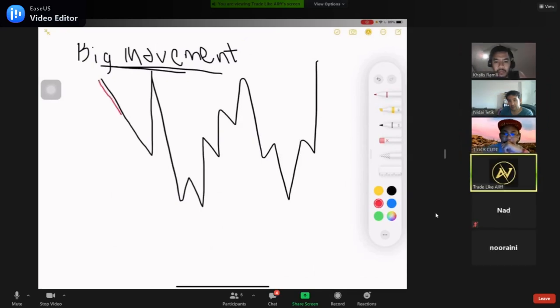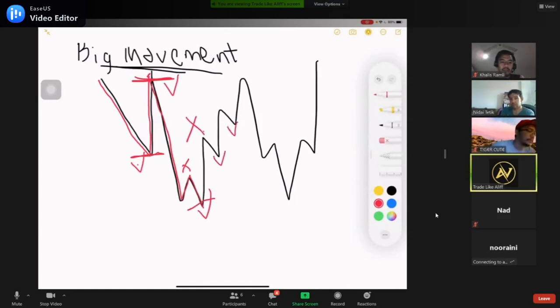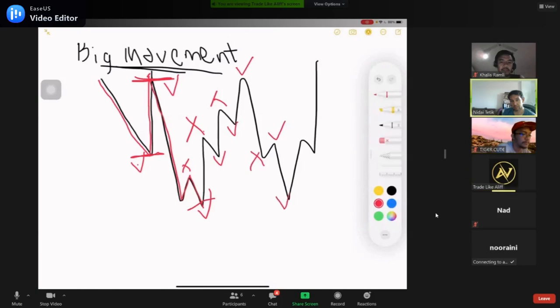See the price coming down and then rejecting up in a big movement, and then price from up here comes down with a big and strong push. So this is a big movement. This is not a big movement. This is a big movement. Not. Okay, you get me?